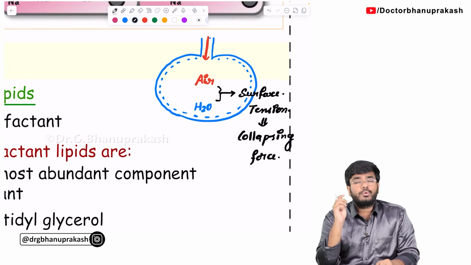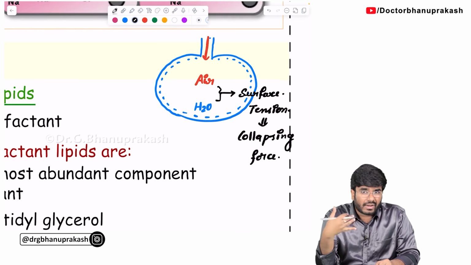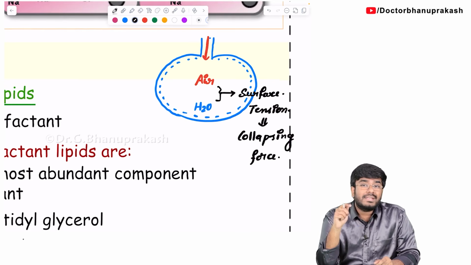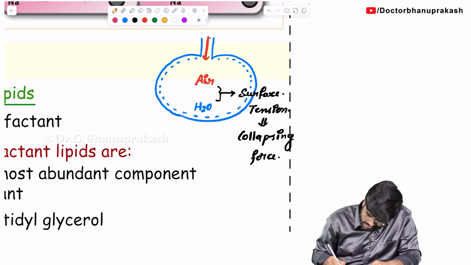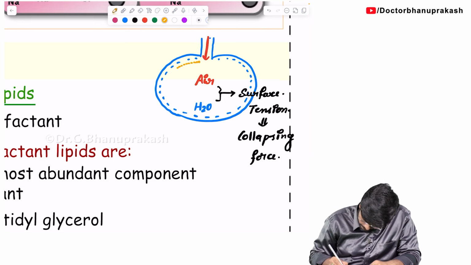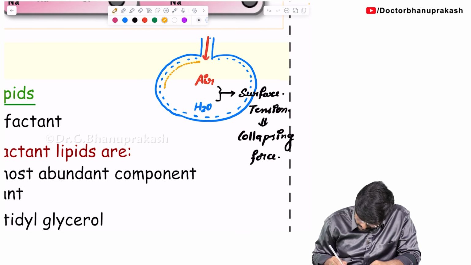Okay, but my question to you: our alveoli, are they getting collapsed? Our lungs, are they getting collapsed? No. Okay, so there is a protector. Who is that protector? See, in between these air molecules and water molecules, someone is coming and sitting. Okay, there is this thin film, this orange color one. What is it doing? It is actually floating on the water. It's actually forming a film.